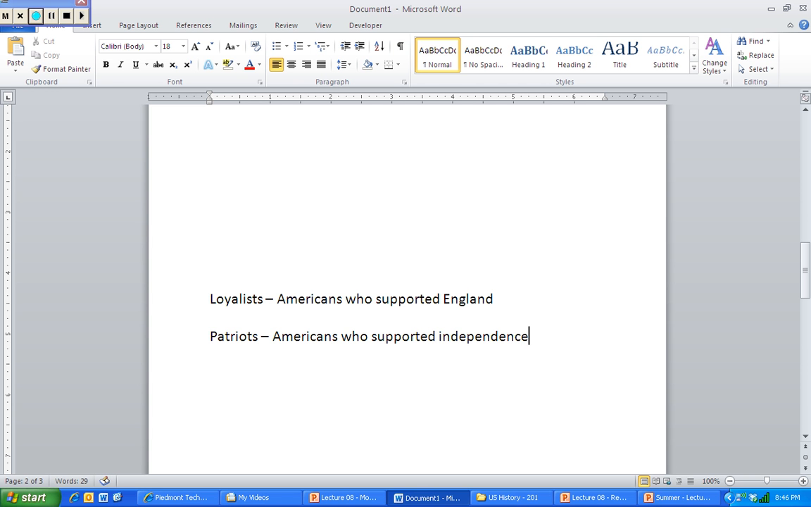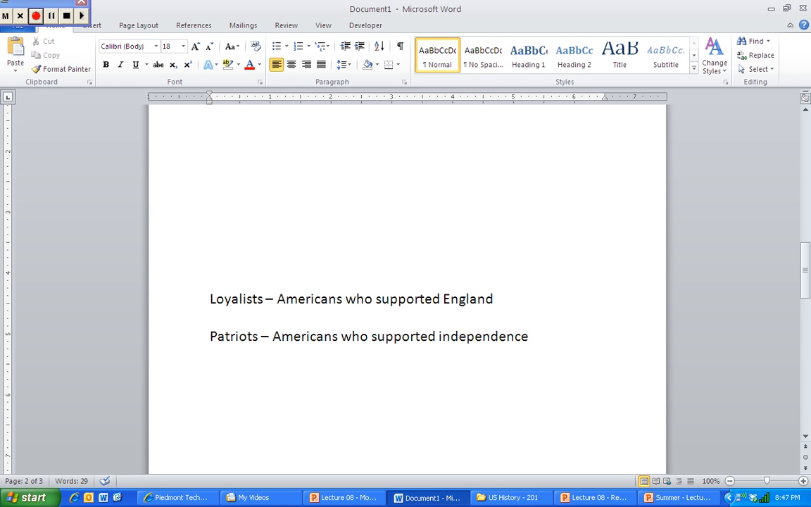Or you're undecided. The American South had a lot more loyalists than the North did. In the North, more people were involved in shipping. They were therefore more directly affected by a lot of the British laws that we've talked about in class before. But more people in the South were indifferent towards that.